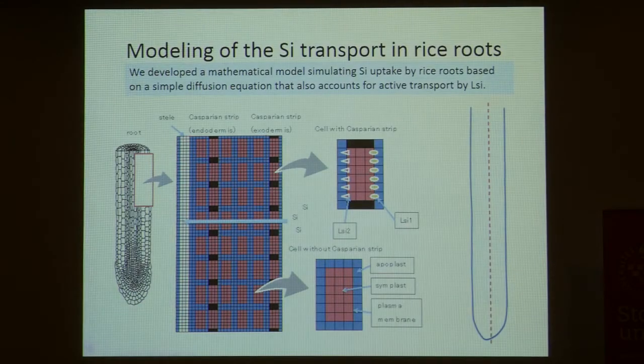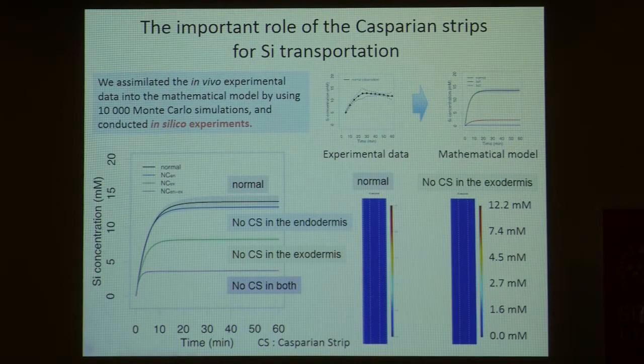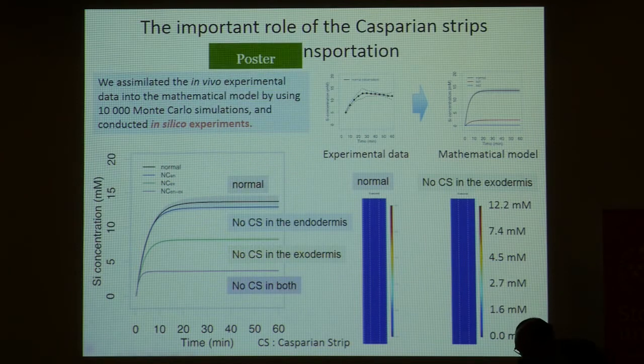So another update is we try to understand why rice has such an efficient uptake system. So we are doing mathematical modeling. As a result, we found that the localization of ELISA1 and ELISA2 at both exodermis and endodermis are very important. And we also found that actually the Casparian band strips is also very important for the efficient silicon uptake in rice.